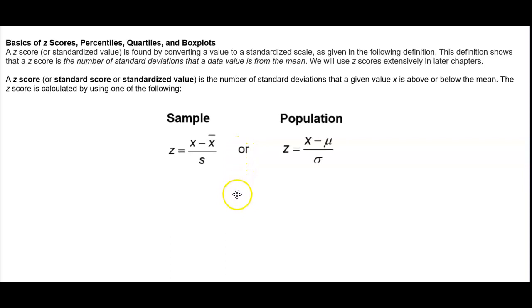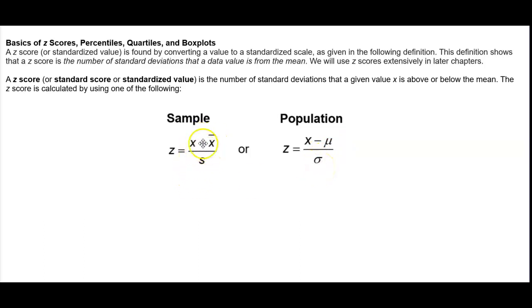Okay, so for the sample, the z-score is equal to the data value x minus the sample mean divided by the sample standard deviation. Or for the population, the z-score is equal to the data value x minus the population mean divided by the population standard deviation.